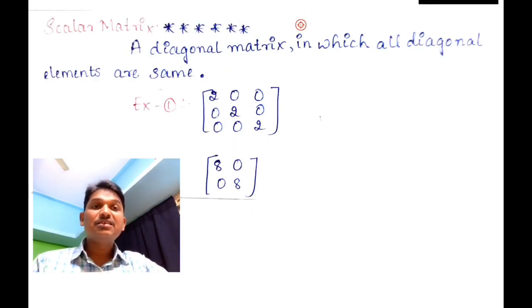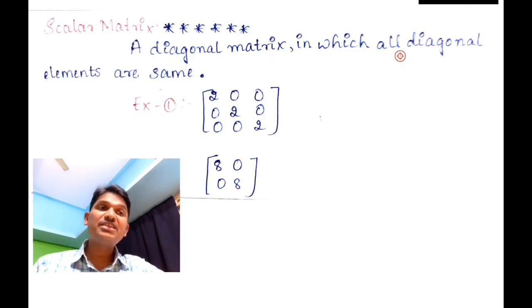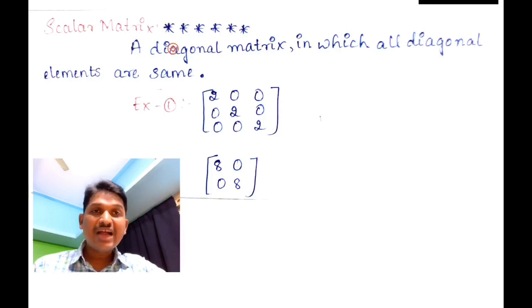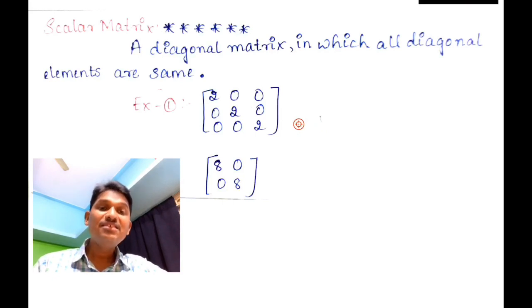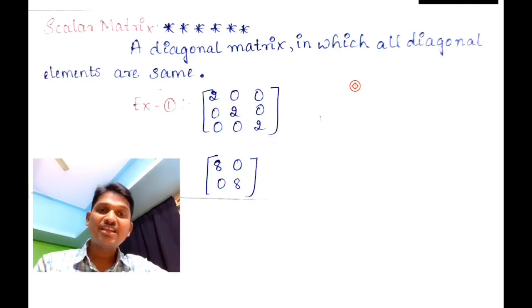First of all, it is a diagonal matrix. A diagonal matrix in which all diagonal elements are same, or you can write equal. Try to understand. This is important. You should start like this: a diagonal matrix in which all diagonal elements are equal. You see, is it a diagonal matrix or not? All non-diagonal elements 0? Yes, all non-diagonal elements are 0. So this is the diagonal matrix.